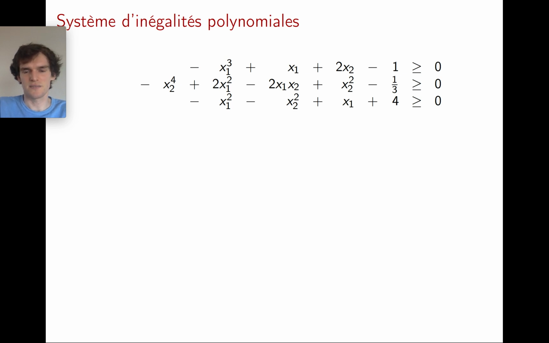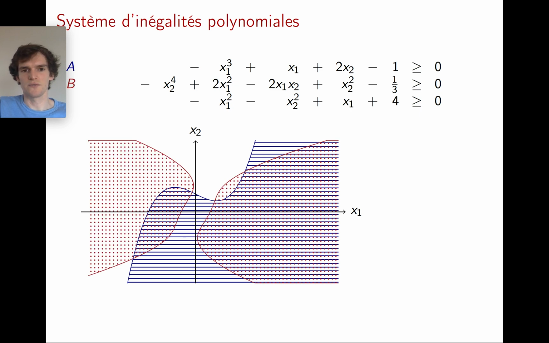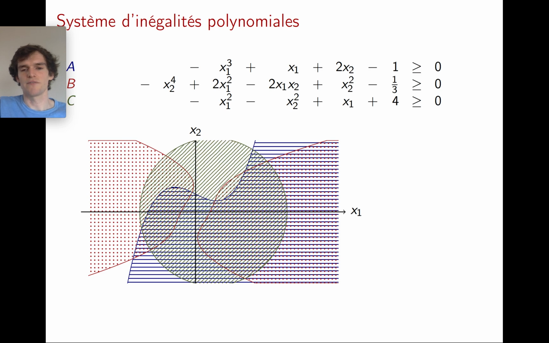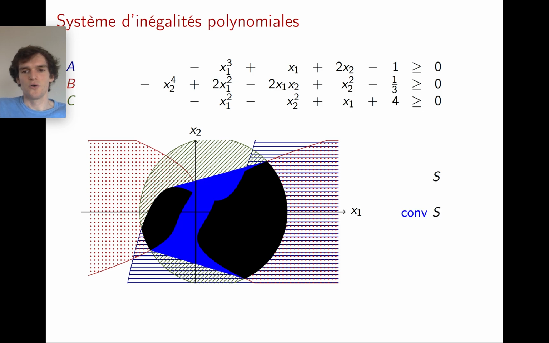So consider this system of polynomial inequalities. Equation A corresponds to this blue region. Equation B corresponds to the red dotted region, and then we have the last one, which is this ball. Well, it's not exactly a ball, but anyway. So you can see that this set is non-convex, actually disconnected, the intersection of the three. And so an object that is going to become of interest is the convex hull of it.